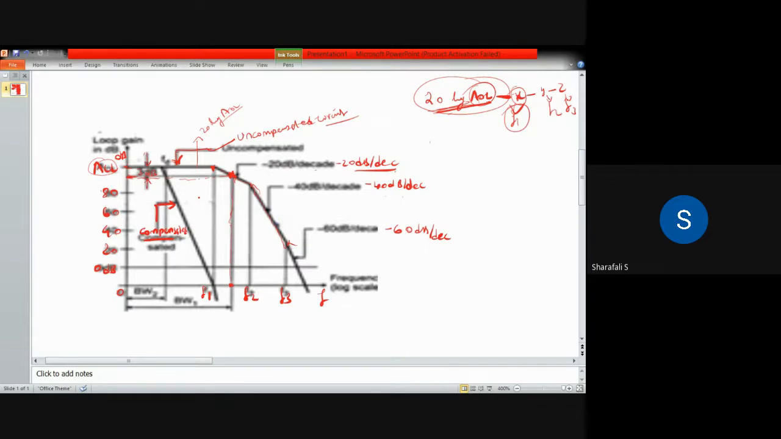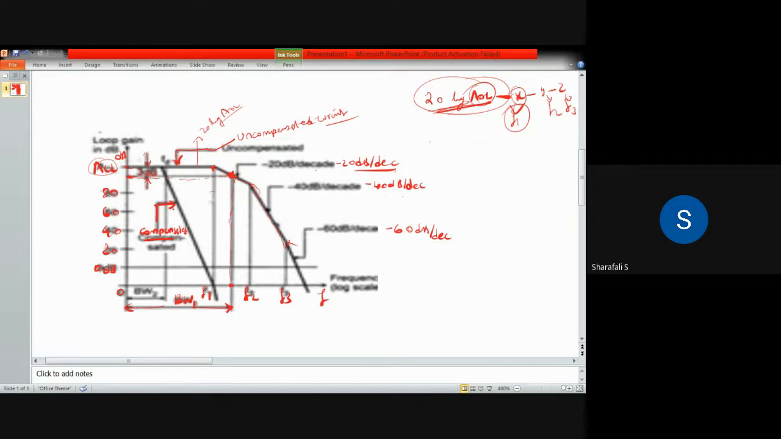Correspondingly, this is the corner frequency when your circuit is uncompensated. Up to that we have the bandwidth. So initially we have bandwidth from 0 to this much frequency, bandwidth 1. So the bandwidth will be larger in that case. And if you consider the compensated network, what will happen?